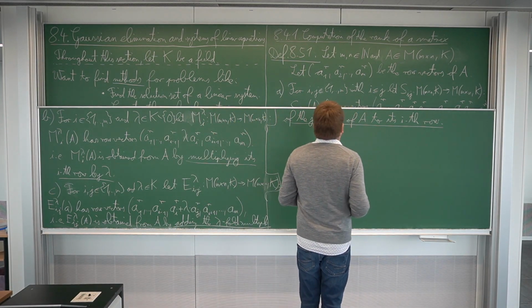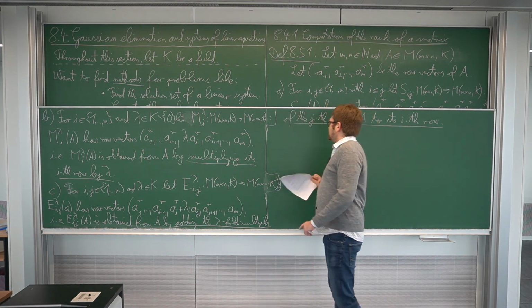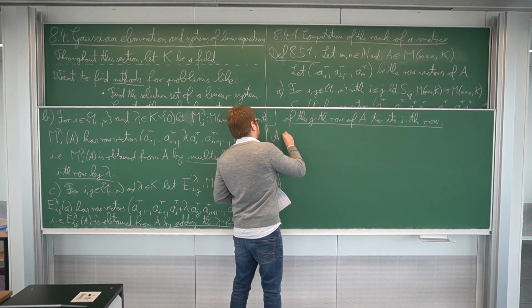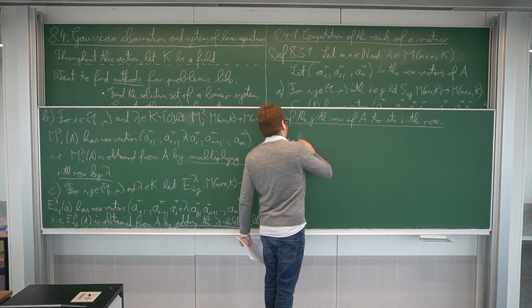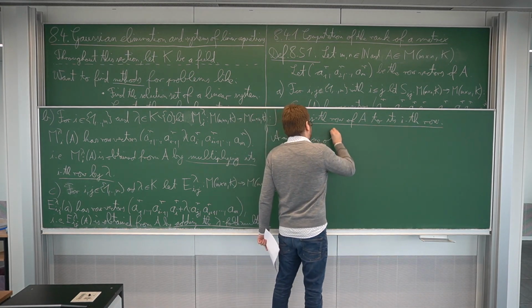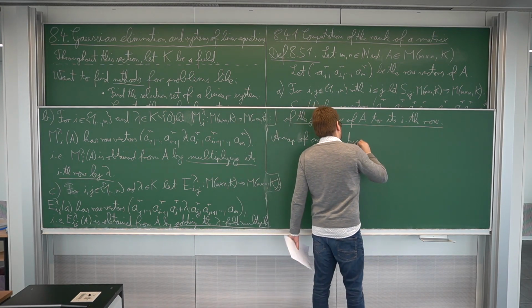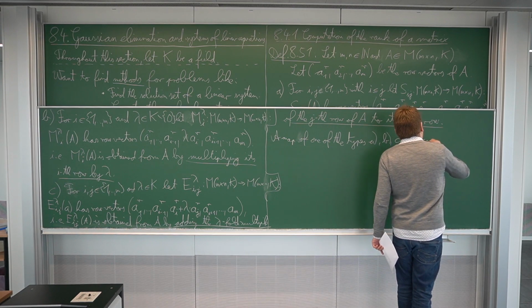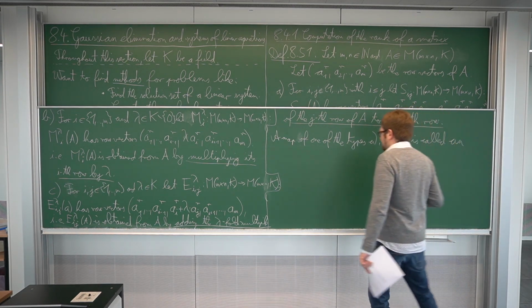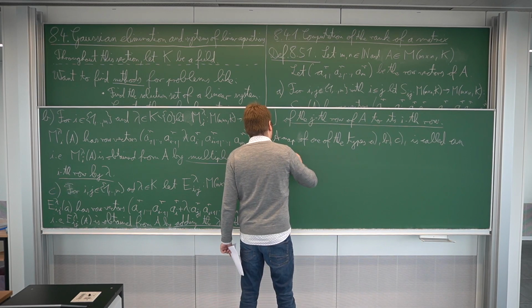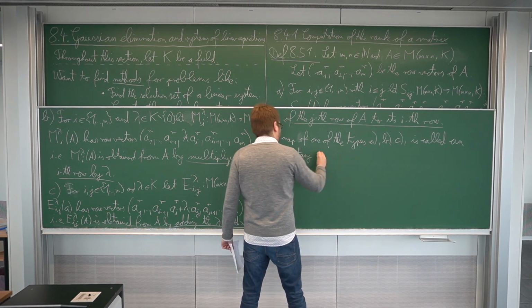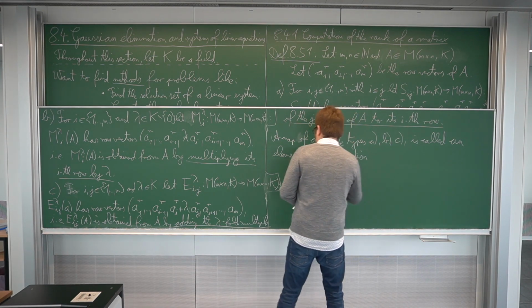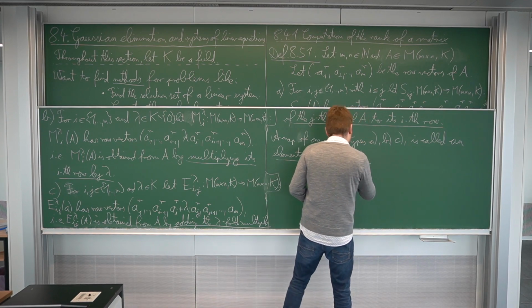So we have three types: swapping rows, multiplying rows, and adding multiples of rows to other rows. A map of one of these types, A, B, C, is called an elementary row operation. That's a very important term here, elementary row operation. Okay, so much for that.